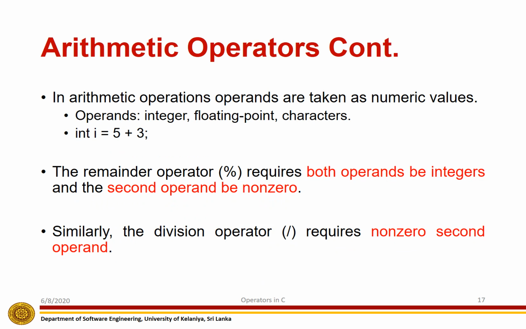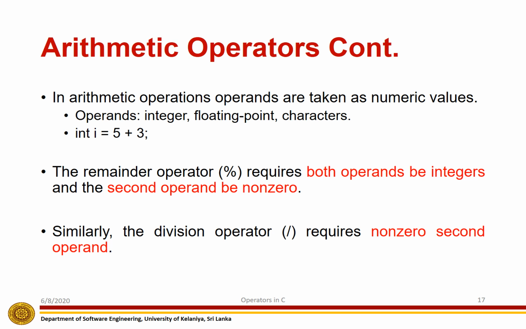In arithmetic operations, operands are taken as numeric values. It means operands can be integers, floating point numbers, or characters. If you remember, character constants represent integer values as determined by the computer's character set. So we can perform arithmetic operations on characters also. For example, int i equals 5 plus 3. In here, 5 and 3 are both integers. After getting the summation as 8, it is also assigned to the integer data type.